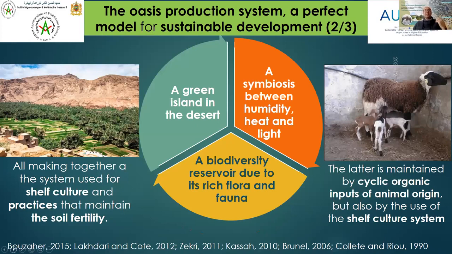So the oasis is a green island in the desert. It allows a symbiosis between humidity, heat, and light. It is a biodiversity reservoir due to its rich flora and fauna, all making together the system used for shelf culture and practices that maintain the soil fertility. The latter is maintained by cyclic organic inputs of animal origin, but also by the use of the shelf culture system.